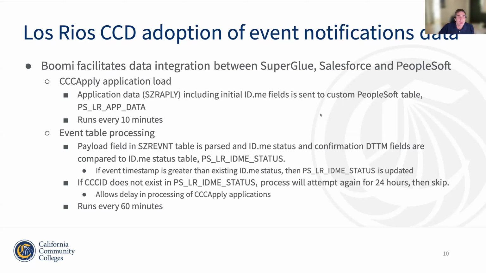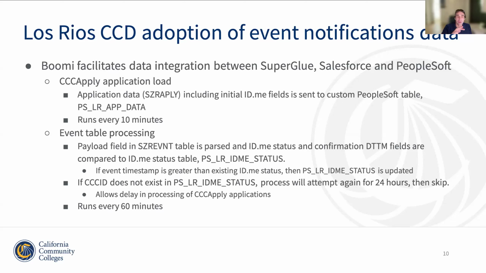As Cheng mentioned, we have used the ERP-agnostic SuperGlue tables, which are hosted in AWS. Currently, the Boomi process takes the data from the apply table, including the initial ID.me status fields, and sends it to the custom PeopleSoft table, which is the LR app data. That is what is used to matriculate students and go through the process. That process runs every 10 minutes to pick up new applications.